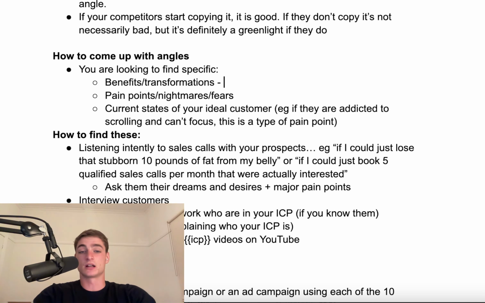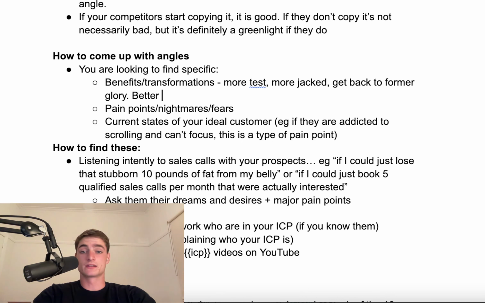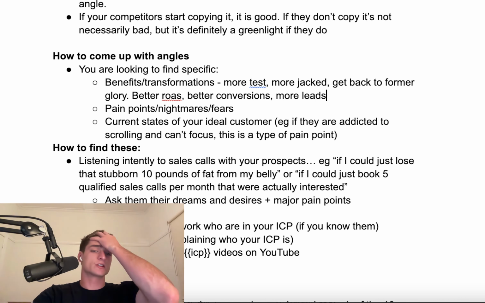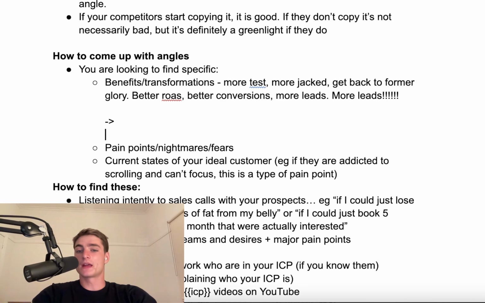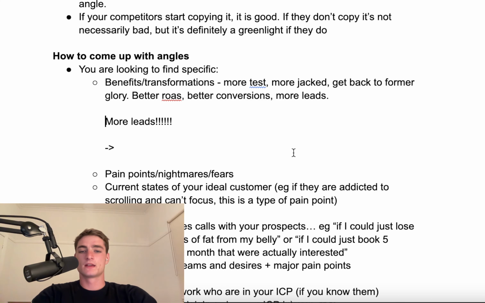So benefits might be, like I said before, more test, more jacked, get back to former glory, or even something like better ROAS, better conversions, more leads, etc. And what you might realize is that sometimes an angle might get a little bit tapped out. People will always say, hey, I'm going to get you more leads. And that might actually mean an angle becomes tapped. But another angle that you can make off of more leads is actually get less leads that are more qualified.